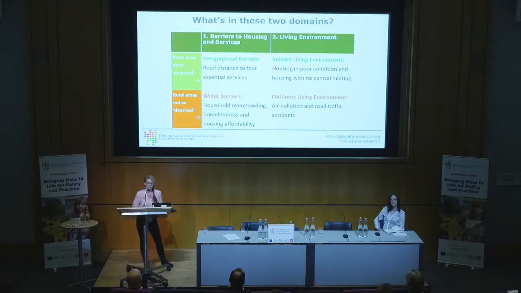And this is ranks, where rank one is the most deprived or disadvantaged. So those two domains are barriers to housing and services and living environment. So can we do anything with those two domains? Within those domains, you have two subdomains. So in barriers to housing and services, you have geographic barriers and wider barriers. And one of those is more relevant to rural areas and one is more relevant to urban areas, yet they're combined into one domain.